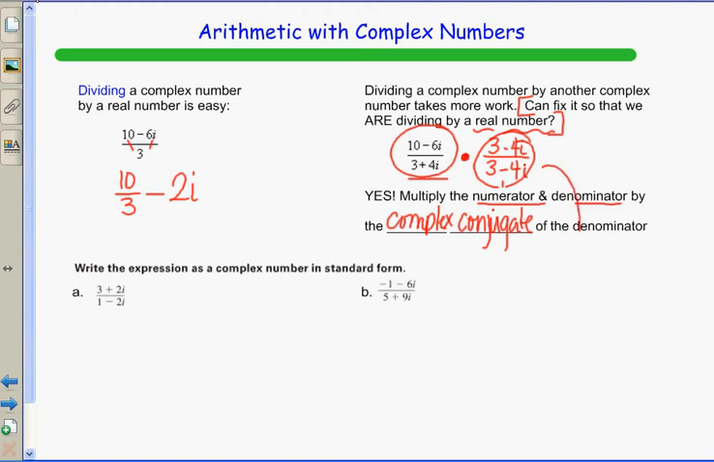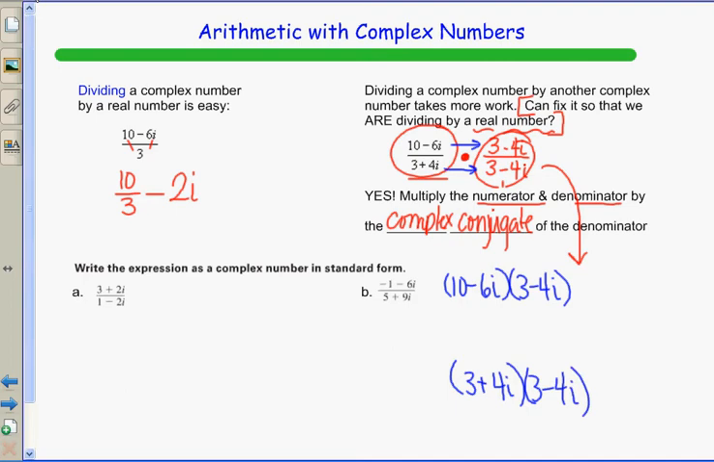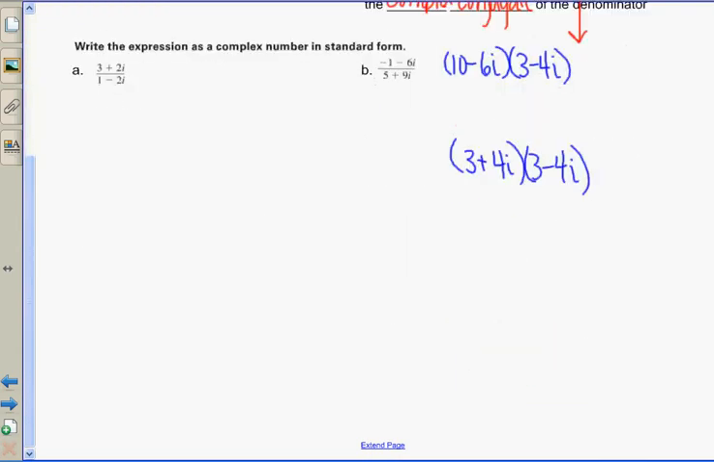I'm going to come down here and do this. I have to remember to multiply fractions, in case you've forgotten, across the top and across the bottom. So I need to know what 10 minus 6i times 3 minus 4i is. And then separately, I need to do the bottom, 3 plus 4i, here are our conjugates, times 3 minus 4i. I'm actually going to do that part first. Let's do our conjugates real quick.